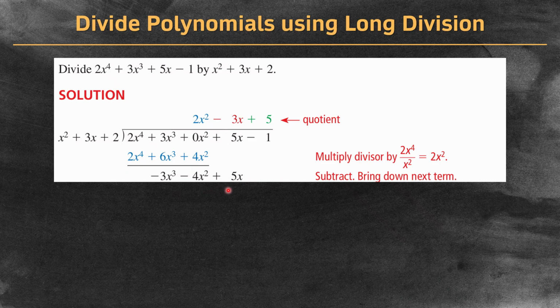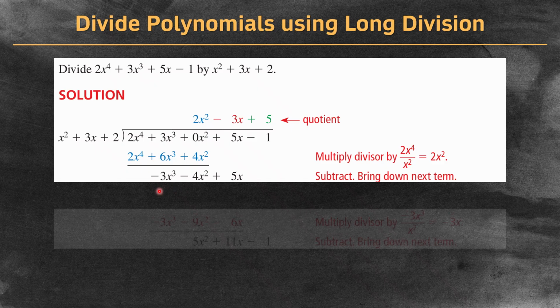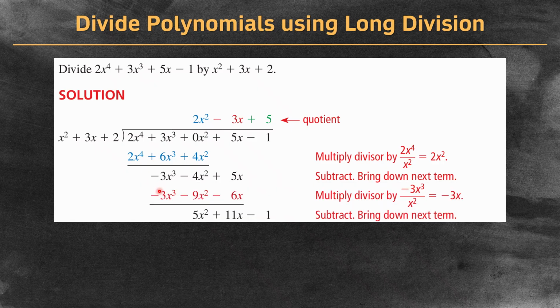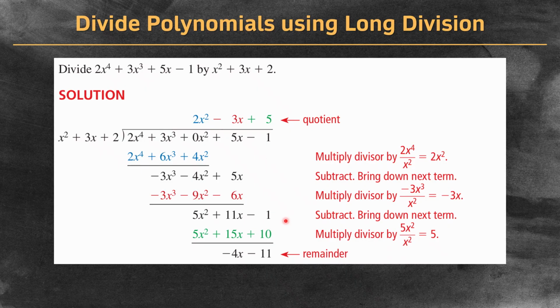Now for the next, again, how do you deal with the divisor? We can multiply negative 3x to x squared to get negative 3x cubed. And then we'll go on. So you do the same for each step. And then we subtract, nothing here, positive 5x squared, positive 11x. And then we bring the negative 1 all the way down. Going on, last step, we can multiply 5 to the divisor, right? And then we get negative 4x minus 11.